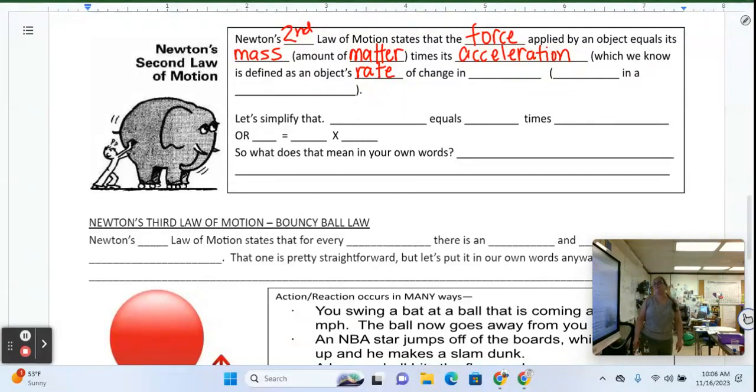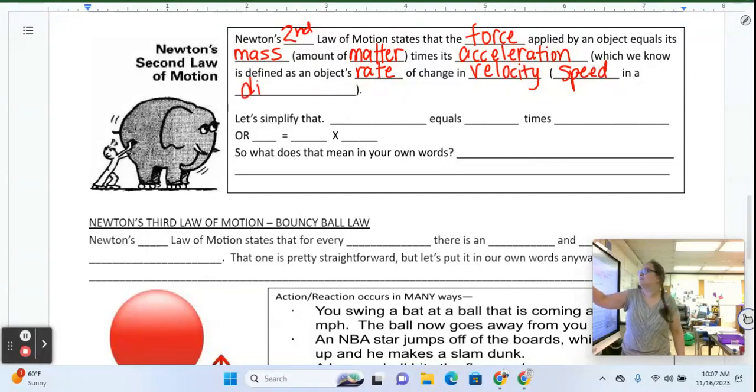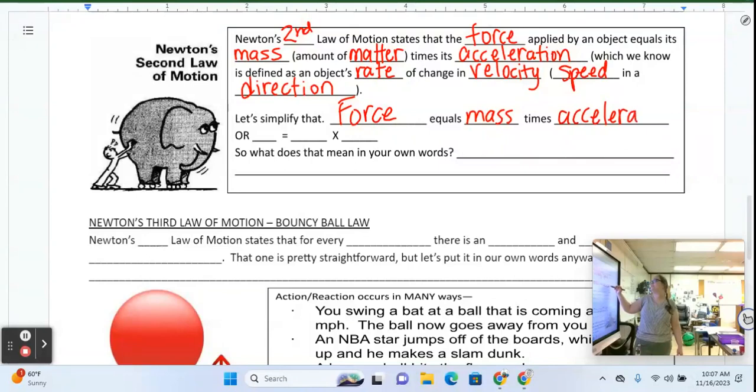So now that we've worked it backwards, let's fill it in. Acceleration, which we know is defined as an object's rate of change in velocity. And we know that velocity is speed in a direction. Ooh, all right. We will be having a test on this when we get back from Thanksgiving break, so please study. Anyway, let's simplify it. Force equals mass times acceleration, or F equals M times A.